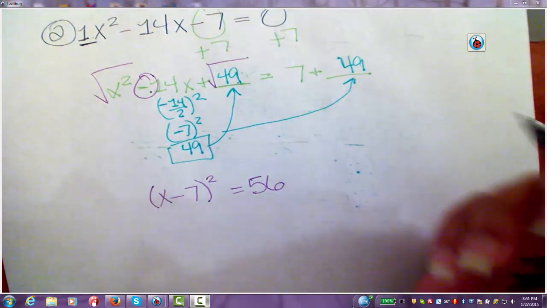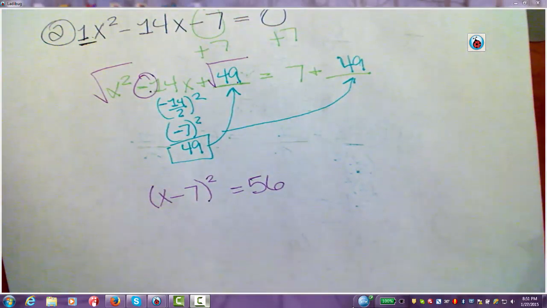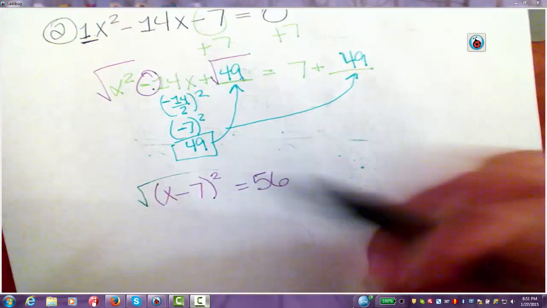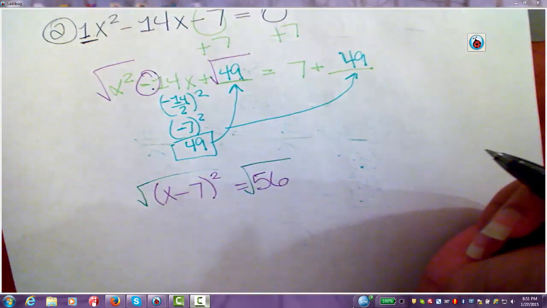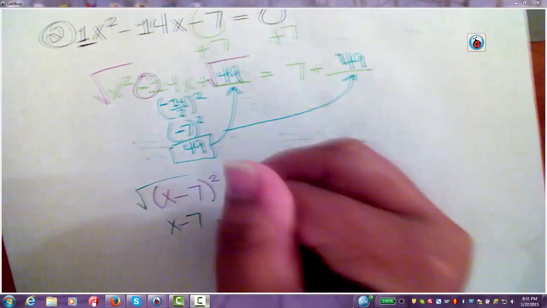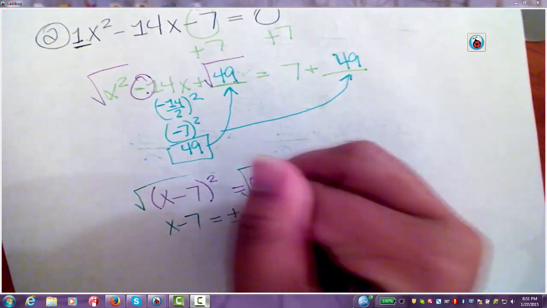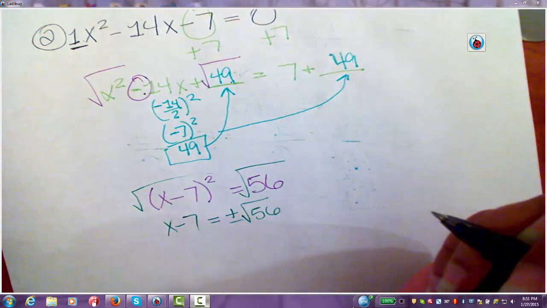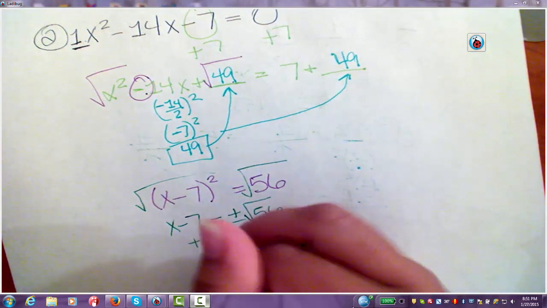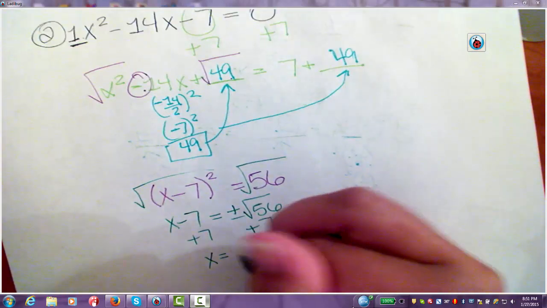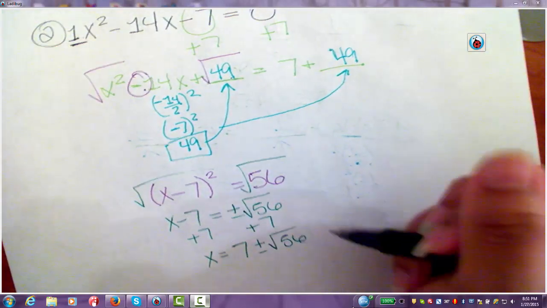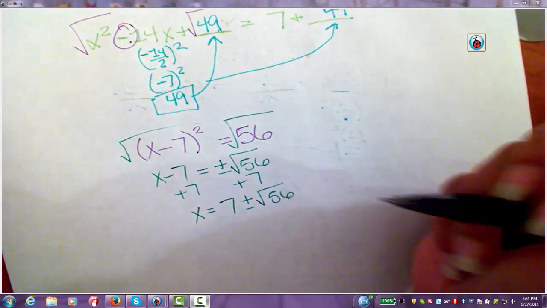So now we solve for x. So the way we do that is we square root both sides, and we get x minus 7 equals plus or minus square root of 56. We add 7 to both sides, and we get x equals 7 plus or minus the square root of 56. And then here in this problem, we're getting into where we have to simplify our radical.